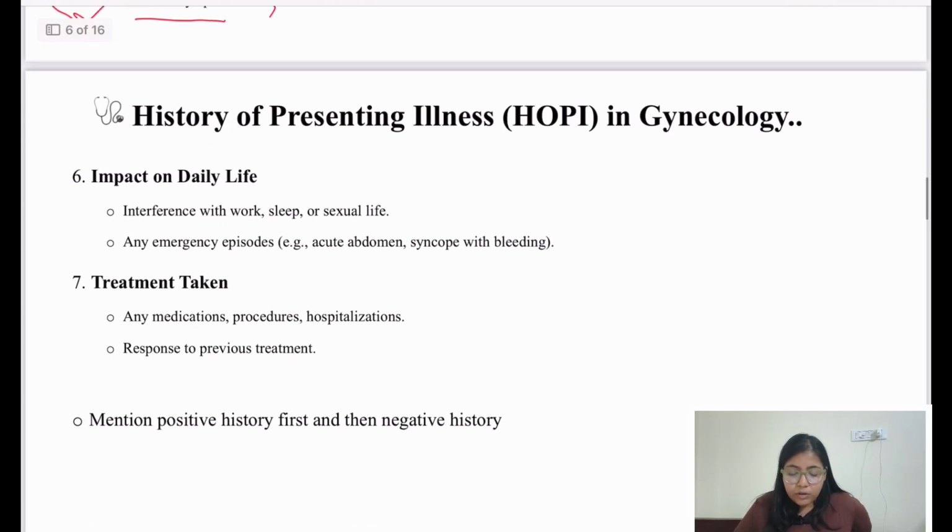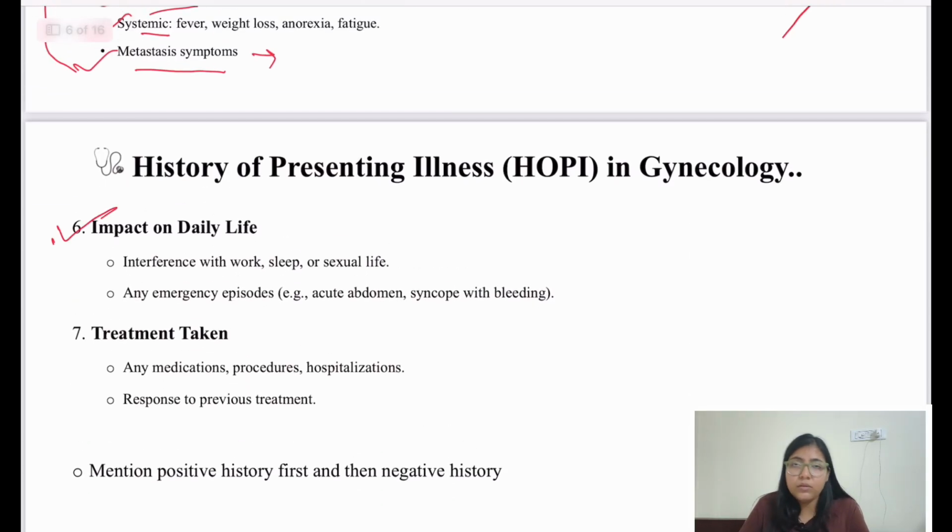Next, you also ask about the impact of those complaints or symptoms on her daily life. If it interferes with work, sleep, or her sexual life, if there were any emergency episodes in the past, like history of acute abdomen or syncope. Also ask if she had taken any treatment related to her chief complaints, if she had taken any medication, or if there was any procedure or surgery done, or any history of blood transfusion, and if she has responded to those treatments or not. Like the patient may respond to some extent, or she may not respond at all. So ask about that also.